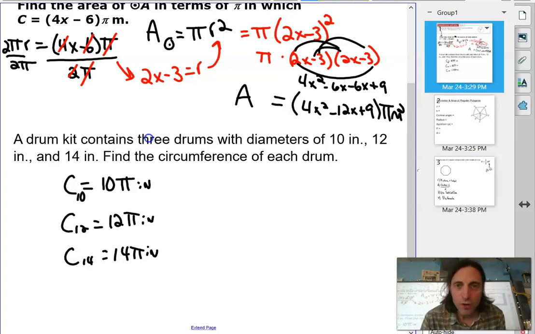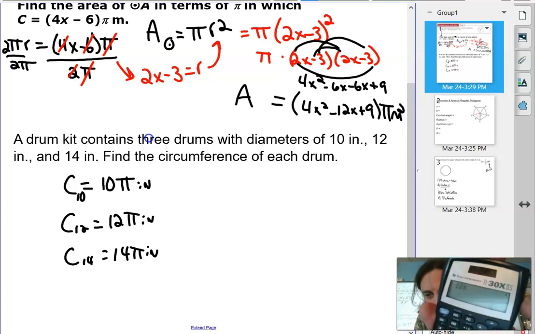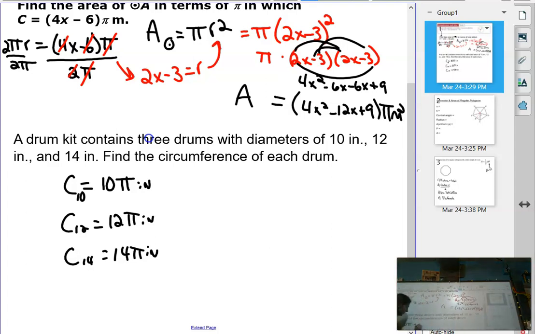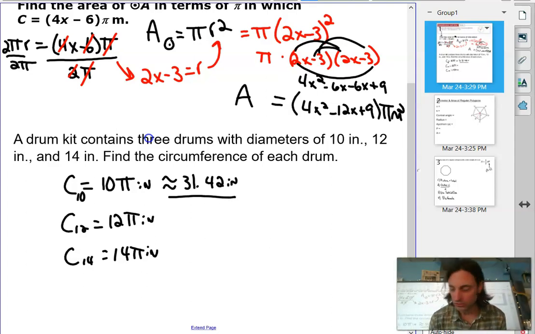I'm going to take a brief moment just to show you that I can also do that on my calculator. If they say, round it to the nearest hundredth, I could say 10 pi on my calculator and then just hit enter. And that's 31.42 inches, and so on. I could do that for each one of the problems.